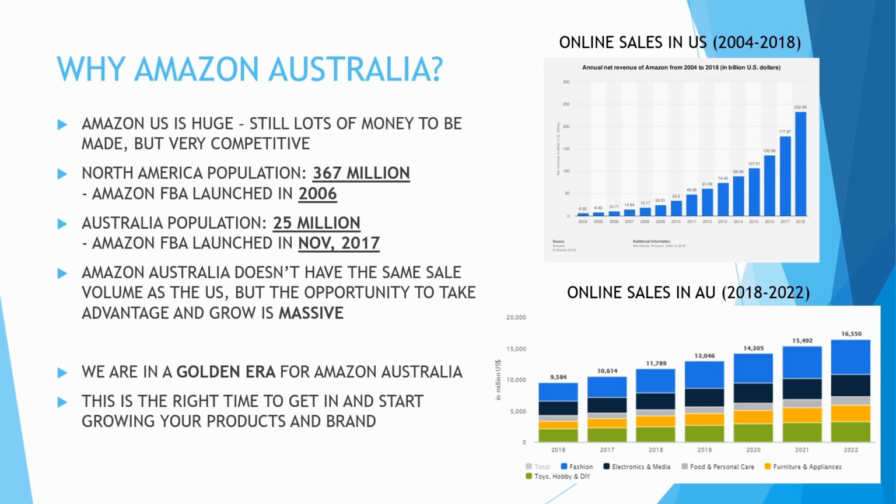Now, if we compare that to Australia, Australia's population is 25 million. So 25 million people, that is substantially smaller than America. Amazon FBA launched here only in November 2017. So we're over a decade late to the party. But look, it's a good and bad thing. It's like a double-edged sword. It's bad because it's only just launched. It's bad because we're never going to have the same amount of sales volume. But the opportunity here is huge.